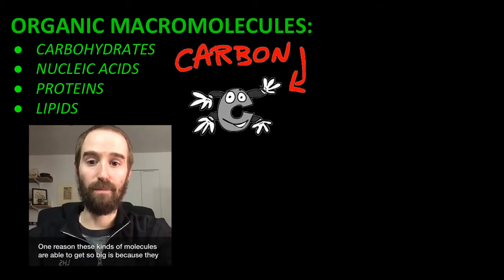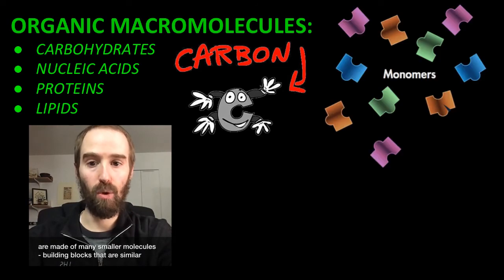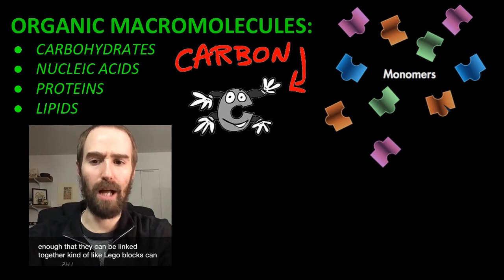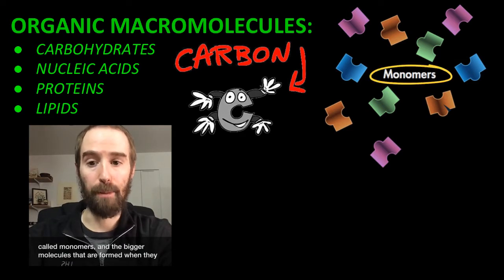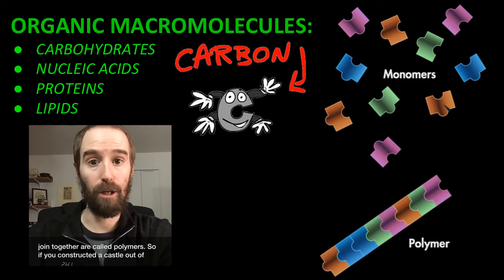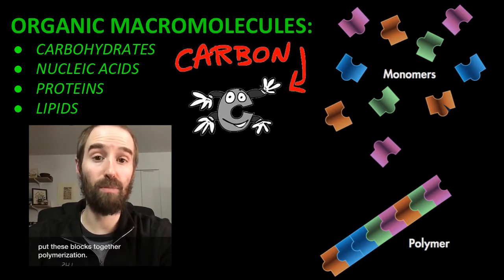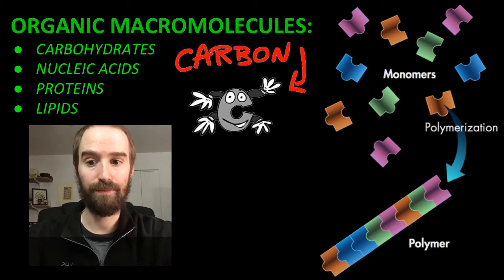One reason these kinds of molecules are able to get so big is because they are made of many smaller molecules, building blocks that are similar enough that they can be linked together, kind of like Lego blocks can be combined to make bigger structures. These building blocks are called monomers, and the bigger molecules that are formed when they join together are called polymers. So, if you constructed a castle out of Lego blocks, each block would be like a monomer, and the finished castle would be a polymer, and we would call the process you use to put these blocks together polymerization.